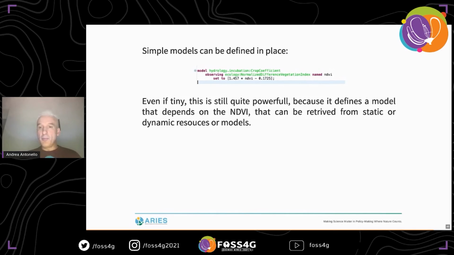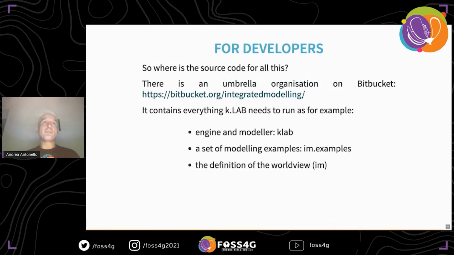So I think I'm done, and I should be more or less in time. I leave you with two more slides. One is for developers, because you will ask yourself, where is the source code for all this? There's an umbrella organization on Bitbucket called Integrated Modeling, and it contains pretty much everything. We should have a mirror on GitHub also, so we'll keep you updated on that. You find the engine, the modeler, a bunch of examples, and most important, you find a worldview, because the worldview is, in my opinion, the most difficult thing to do in all this.